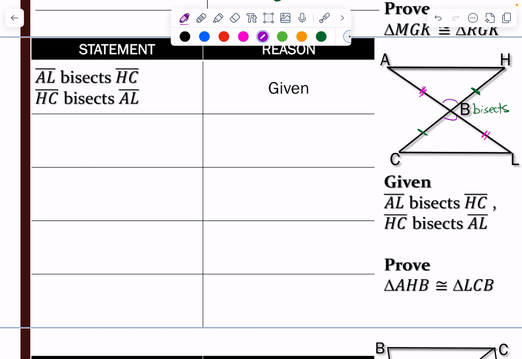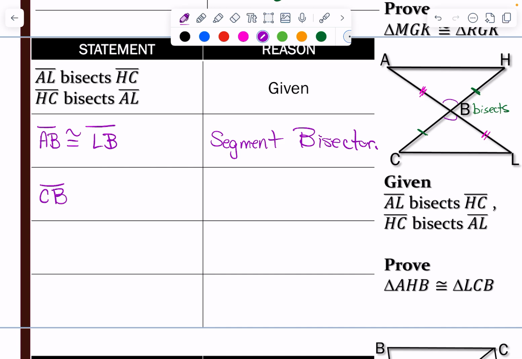So the first thing I know is that AB is going to be congruent to LB. And be careful how you're writing that. Remember, order matters here. So AB is congruent to LB, and that is by segment bisector. Then I also know that CB is congruent to HB. Again, by segment bisector.